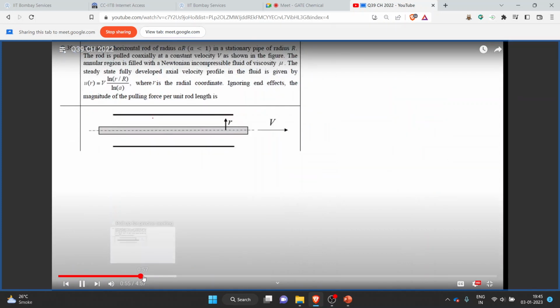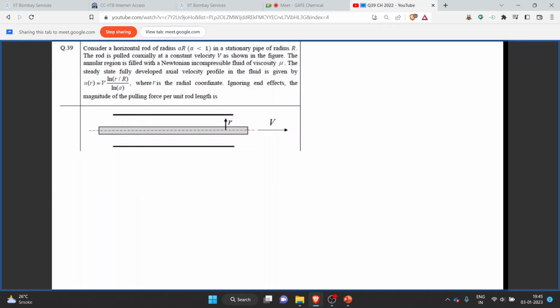Basically, in this question, we have been given a rod of radius AR. This rod has been placed inside a stationary pipe of radius capital R. Now this internal rod is pulled with a constant velocity of V, and the annular region is filled with a fluid of viscosity mu. We have to find the magnitude of pulling force per unit length. So basically, we have to find F, and length is equal to 1.